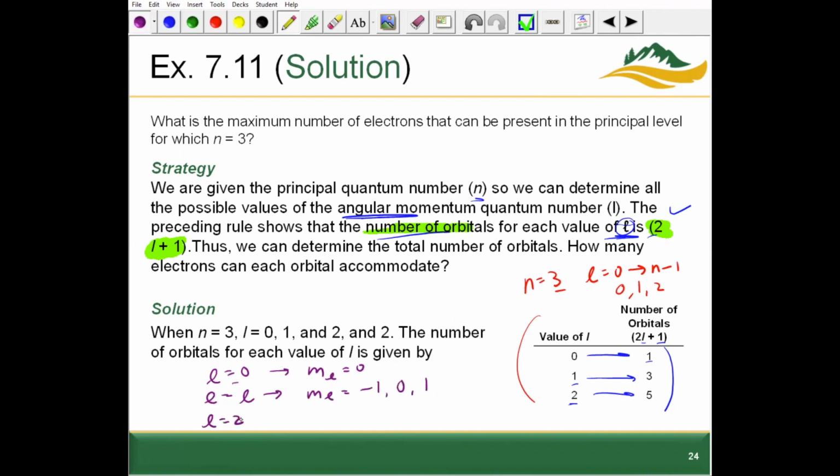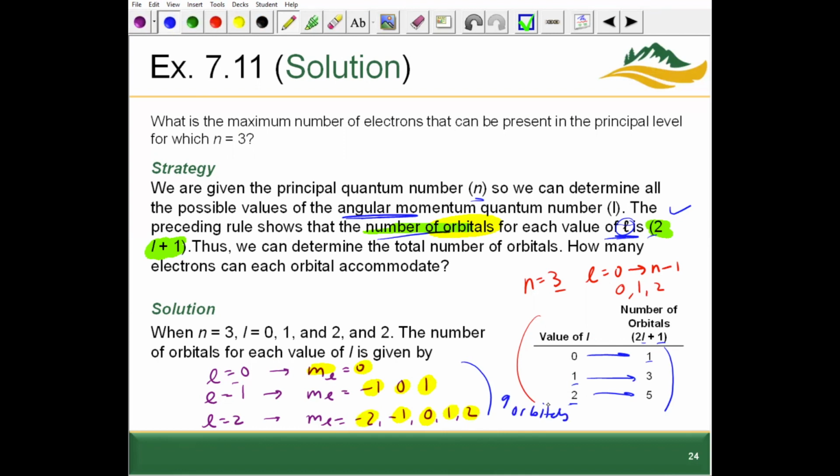When L is equal to 2, oops, this should be 1. When L is equal to 2, m sub L can be minus 2, minus 1, 0, 1, and 2. So we could use the n squared, or use the 2L plus 1, or just write out all the possible m sub L values. If we wrote all the m sub L values out, that also tells us the number of possible orbitals. Let's see then, we have 1, 2, 3, 4, 5, 6, 7, 8, 9 possible orbitals.